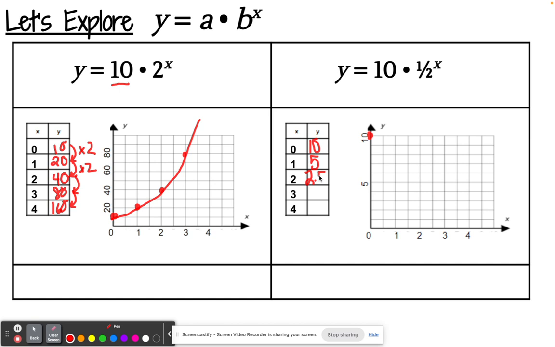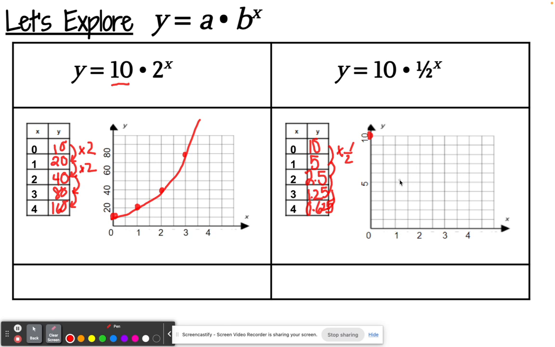And again, you can see your pattern. Your constant factor of change is times 1/2. 5 times 1/2 is 2.5. 2.5 times 1/2 is 1.25. 1.25 times 1/2 is 0.625, etc., etc. So if I were to graph that, I've already graphed my 0, 10.